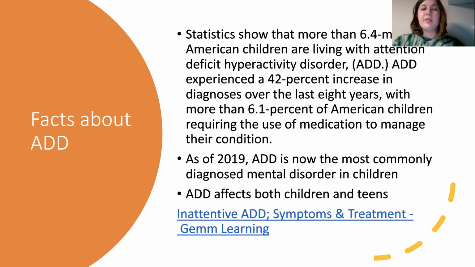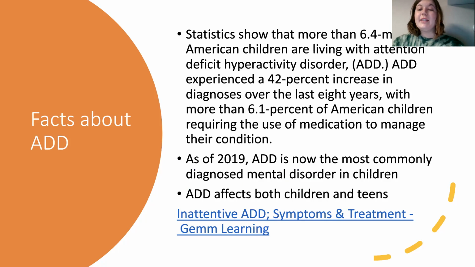Some facts about it: statistics have shown that more than 6.4 million American children are living with ADD. So more likely than not, you're going to have a child who has ADD in your classroom at one point. You're probably going to have one maybe every year with this average rate, or you might even have a few in your class, depending on if you're a special ed or a gen ed teacher. You're going to have multiple kids who have that. And there's a 42% increase in diagnosis in the last 8 years. So that's a pretty big jump. That's almost 50%. It shows you there are a lot of children who have this, and we just need to be ready to handle what is coming our way.